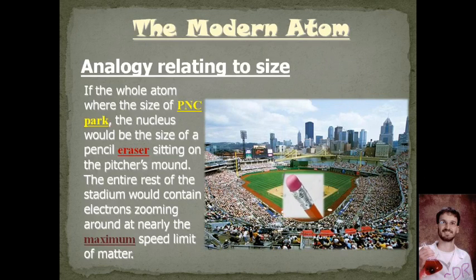The entire rest of the park would be where the electrons would be going, and they'd be zooming all over the place. They'd be going everywhere. We're going to learn in a few days that you tend to find electrons in certain areas more than you do others, but for the most part, they're just zooming around. They're going so fast that they're almost everywhere at once, but there are definitely regions that they prefer.